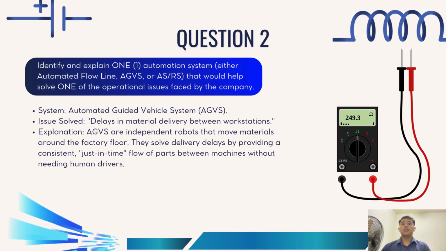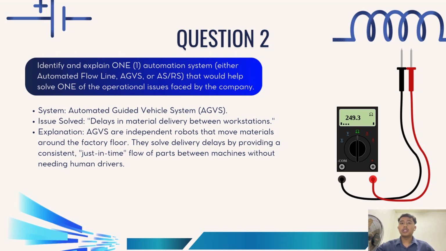The question 2 is about identifying and explaining one automation system, either automated flow line, AGVS, or ASRS, that would help solve one of the operational issues faced by the company. So the automation system that I choose to talk about is the automated guided vehicle system, which is AGVS. So what is the function of AGVS? The function of AGVS is to avoid delays in material delivery between the workstations.